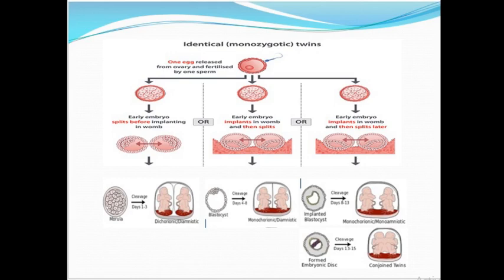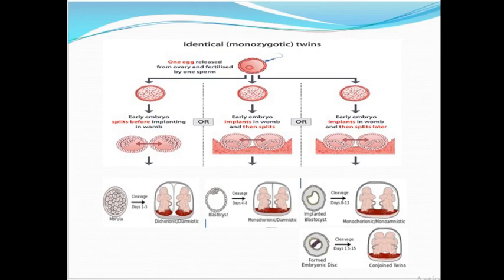And when this happens, we are going to get a dichorionic and diamniotic twin. And so in this case, both of them have separate placentas and also separate amniotic sacs. In the middle, we realize that the early embryo implants in the uterus and then splits.